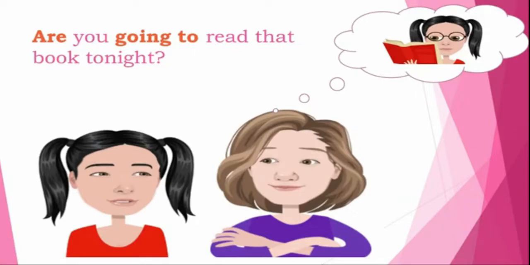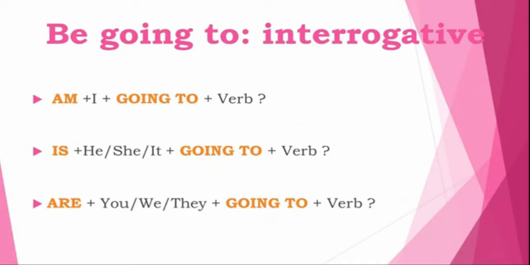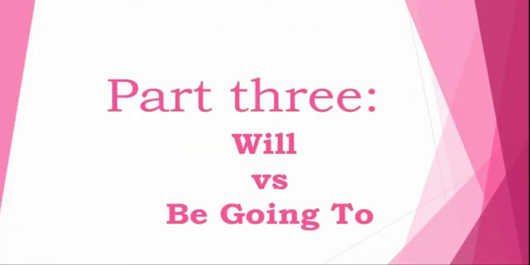Are you going to read that book tonight? Be going to in the interrogative form: am plus I plus going to plus verb. Is plus he, she, it plus going to plus verb. Are plus you, we, they plus going to plus verb.